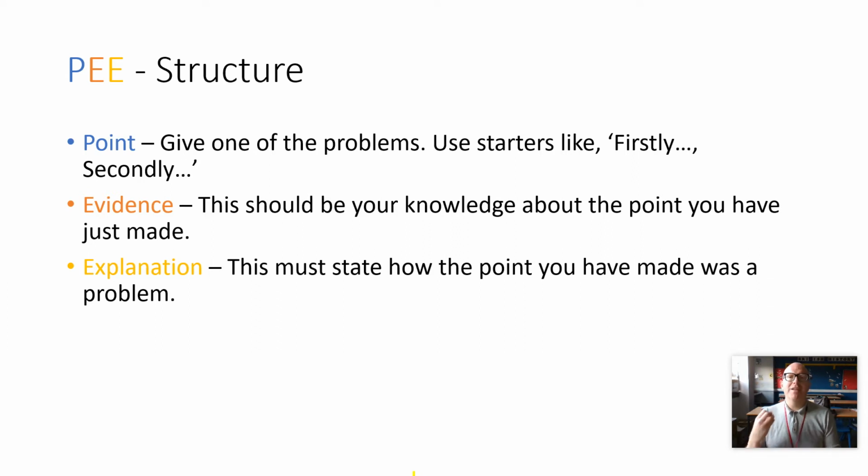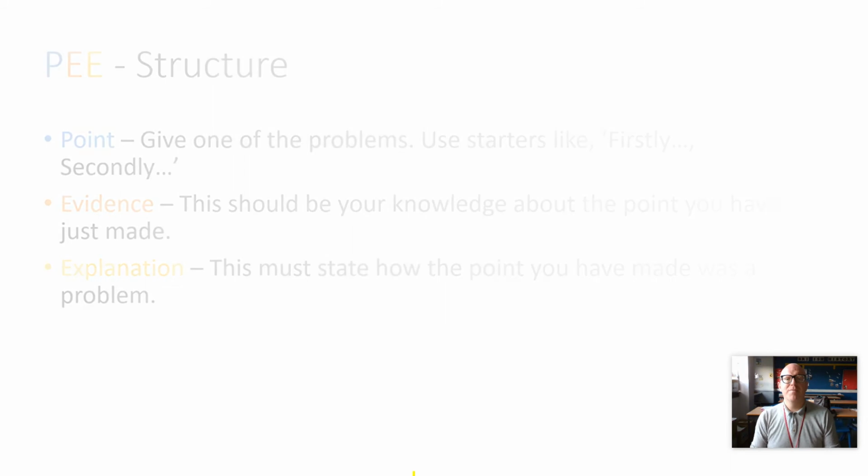How was it a problem? The question is, describe the problems, so you need to say how it was a problem or why it was a problem. That then links it back to the question nicely and summarizes it. Now you need 2 of those, 2 PEE paragraphs, 2 points made. Very small PEE though for this one. We'll get to that in a second.